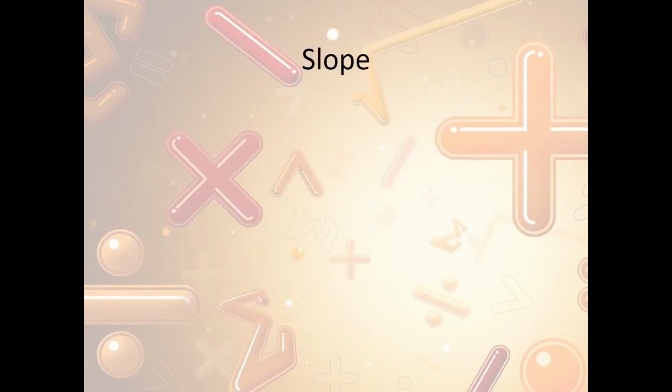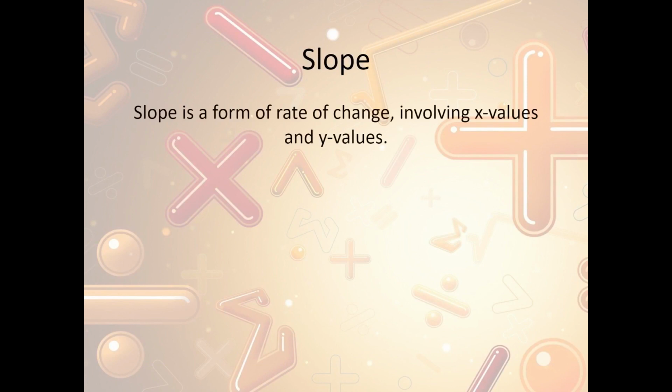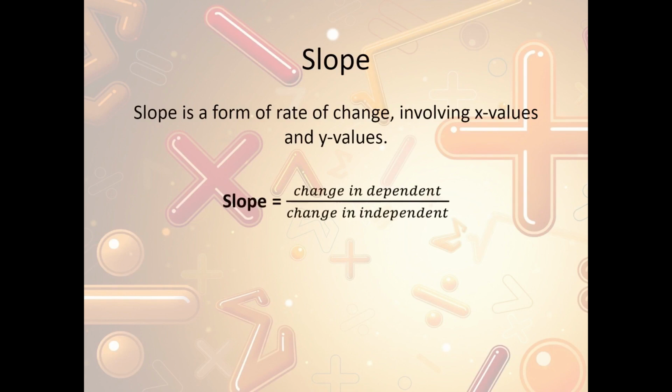Now let's talk about slope. What is slope? Slope is a rate of change involving x values and y values. Slope is known as being the change in the dependent variable over the change in the independent variable. Now what does that really mean? That really means that slope is the change in the y values over the change in the x values. So it's always y over x.